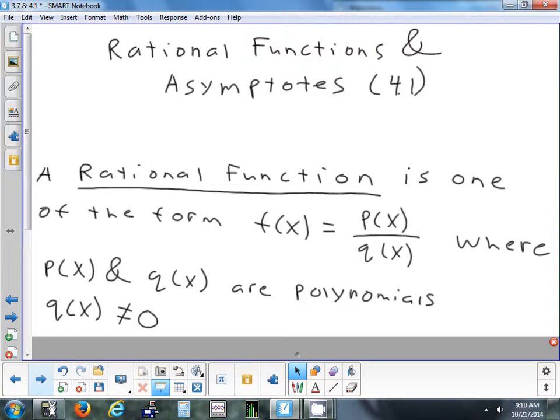Okay, so first, the definition of a rational function. Basically, a rational function is a function of the form p of x over q of x, where p of x and q of x are both polynomials. That's what we studied in chapter 3. Any polynomials. The only thing you can't have is q of x equal to 0, because you'd be dividing by 0.